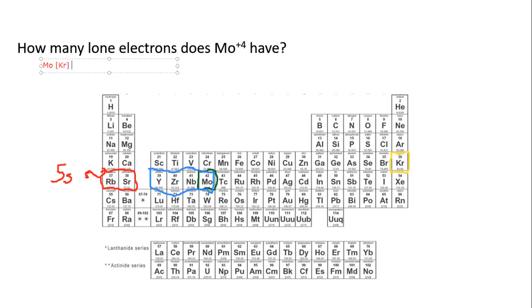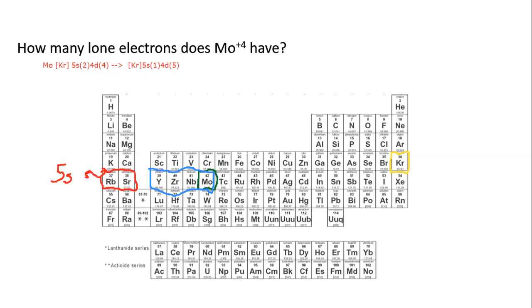So for molybdenum, krypton 5s2 4d4. However, this is an exception. So it needs to be written as krypton 5s1 4d5. So that's the correct electron configuration of molybdenum.